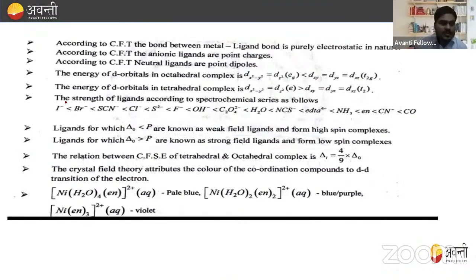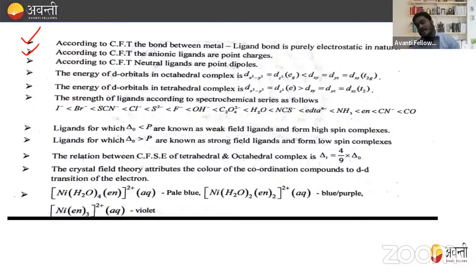Now, this is very important, so try to understand this in a very good way. According to CFT, the bond between metal and ligand is purely electrostatic in nature. If I'm talking about VBT, in VBT they say metal-ligand bonds are formed by the overlapping of orbitals. But CFT indicates that the metal-ligand bond is purely electrostatic in nature. It means, according to CFT, the anionic ligands act as point charges, and neutral ligands act as point dipoles.